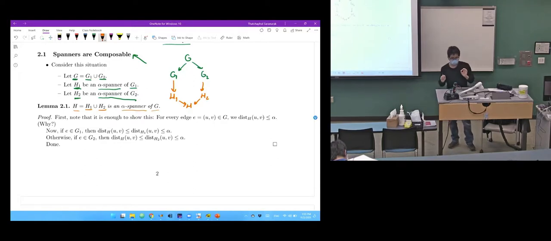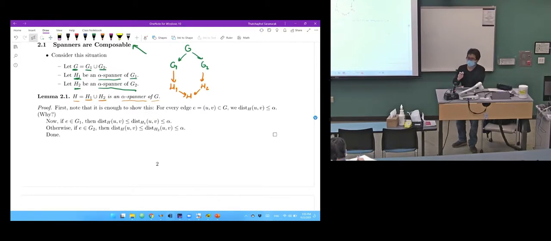In other words, a union of sparsifiers is a sparsifier of the union. But that's just a mouthful to say. Okay, so let's prove it. It's actually quite simple. So first, note that it is enough to show this.